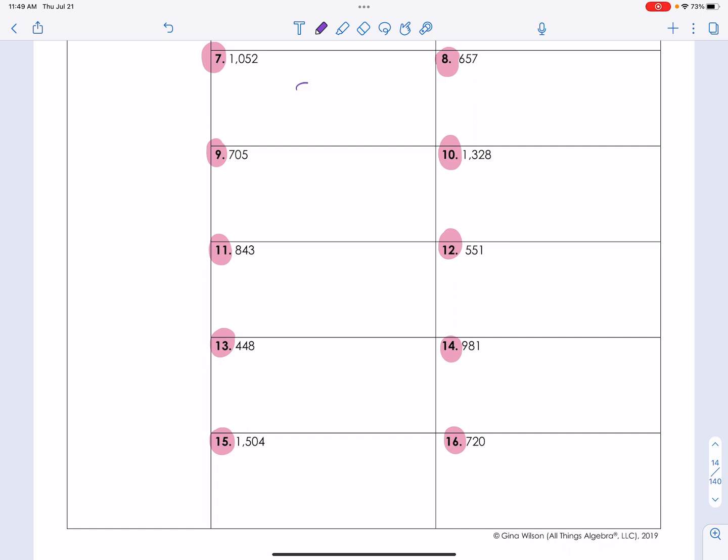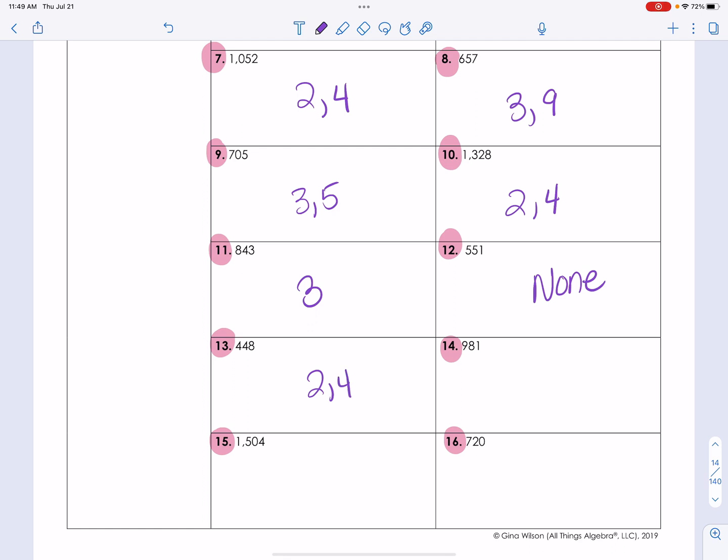The answer for 7 is 2 and 4. The answer for 8 is 3 and 9. The answer for 9 is 3 and 5. 10 is 2 and 4. 11 is 3. 12 is none. 13 is 2 and 4. 14 is 3 and 9. 15 is 2 and 4. And then 16 is 2, 3, 4, 5, 6, 9, and 10.